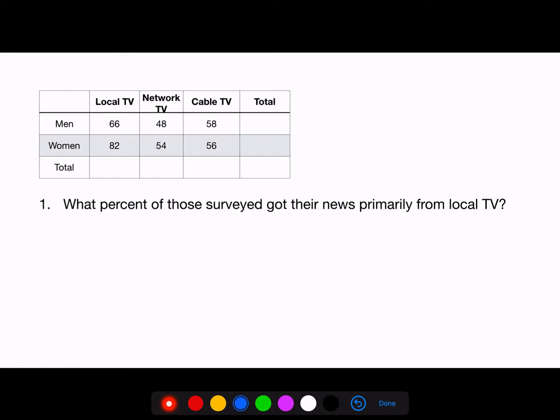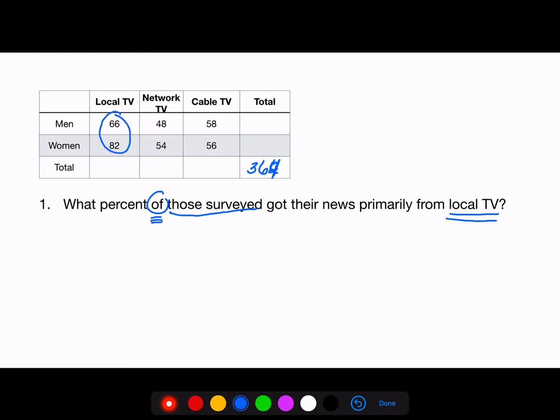This first question said, what percent of those surveyed got their news primarily from local TV? It's really important to pay attention to the word "of" in these problems because that tells us which group we're interested in. In this problem, we're interested in everyone who was surveyed. So if you remember from our previous slide, the total number that were surveyed was 364. Of those, we want to know how many got their news from local TV.